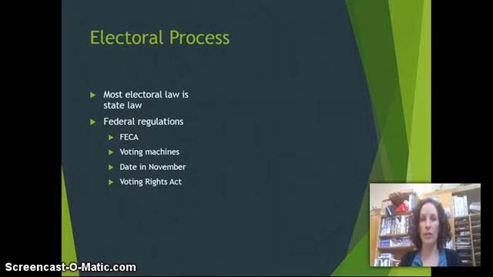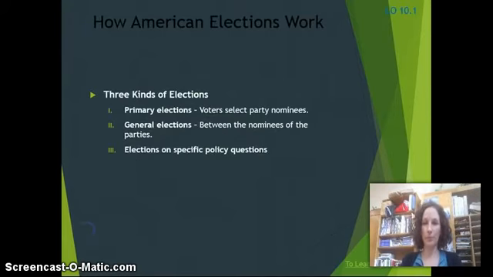Federal elections' campaign finance is regulated by the Federal Elections Commission. Voting machines, and the date in November for our elections: it's always an early Tuesday, the first Tuesday after the first Monday in November of an even year. And then the Voting Rights Act also gives more guidelines to make sure that all people have access to voting.